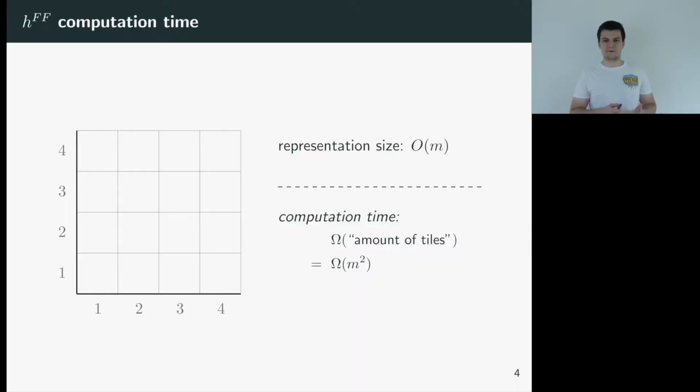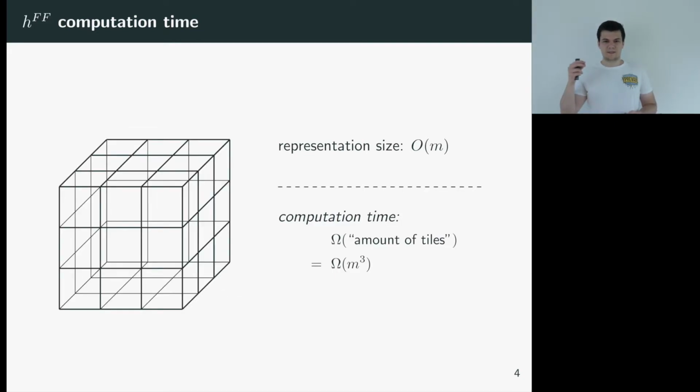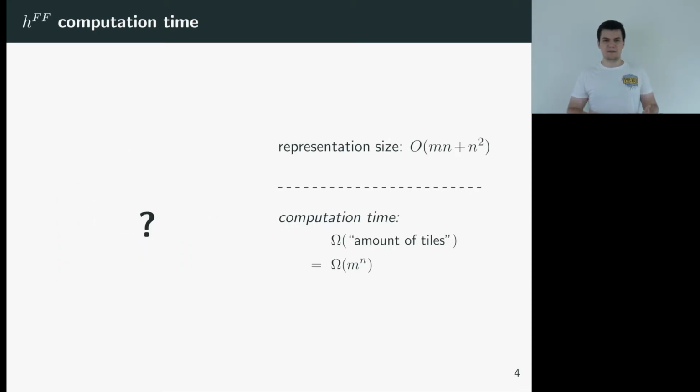So we have seen that with m indices we have a representation size of O of m, but take at least m squared computation steps. This doesn't seem really bad, but what happens if we substitute our grid by a 3D cube? If we still choose the last tile we can reach as our goal, the lower bound on our computation time with the amount of tiles still holds up, meaning with m indices we now take m to the power 3 computation steps at least. So what happens if we generalize this to an n-dimensional hypercube?